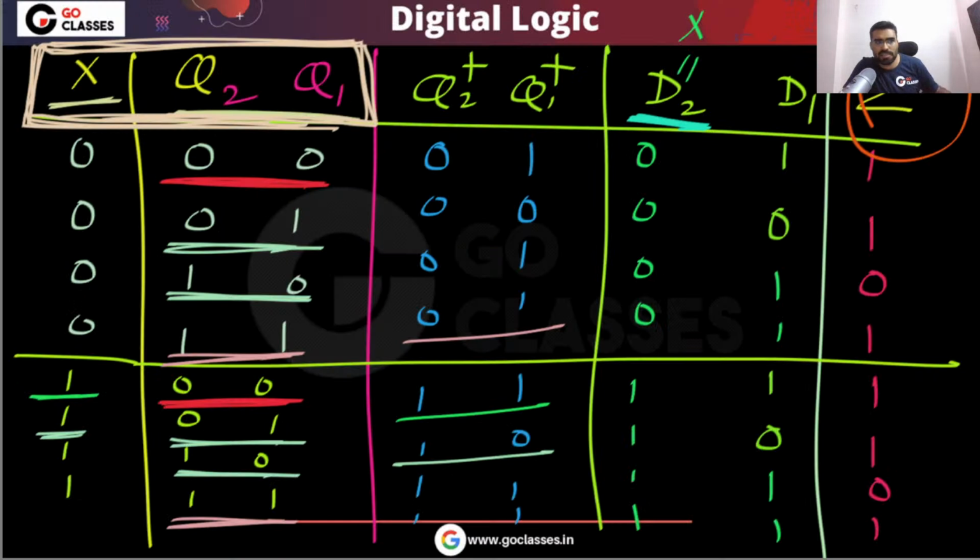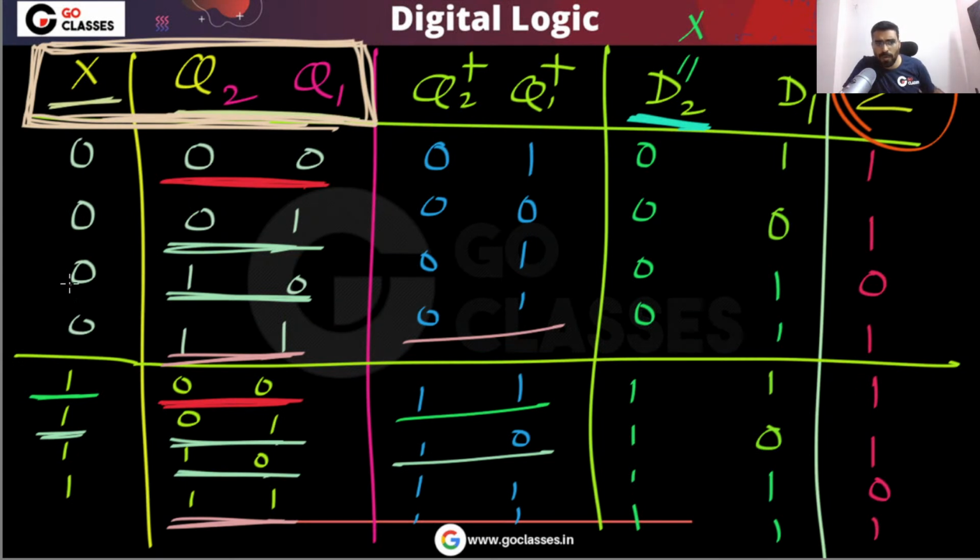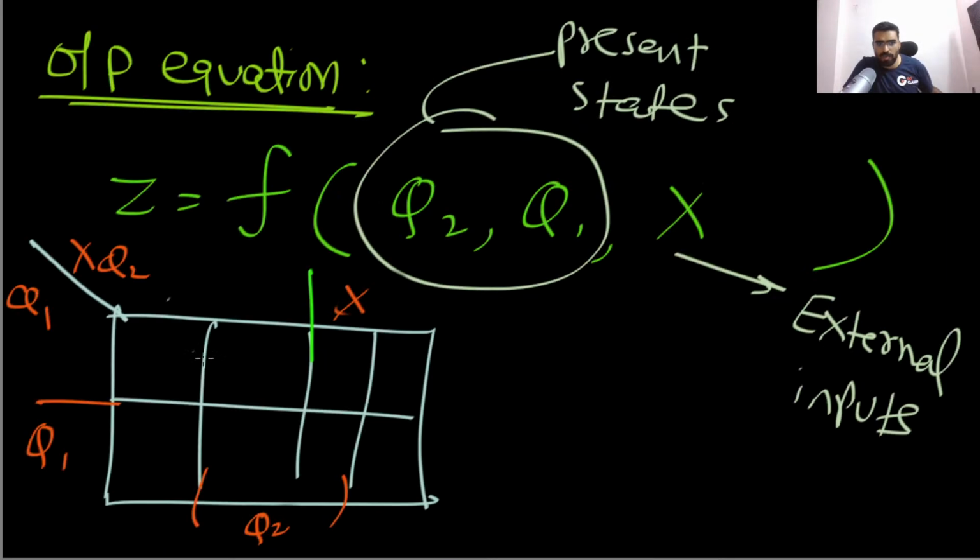This is your Z, the output. Just focus on the output. You can take X, Q2, Q1. This is the area of Q2, this is the area of Q1. Apart from these two, only 2 and 6 are 0. So here 1, 0, 1, 2, 3, 0, 1, 2, 3, 4, 5, 6.